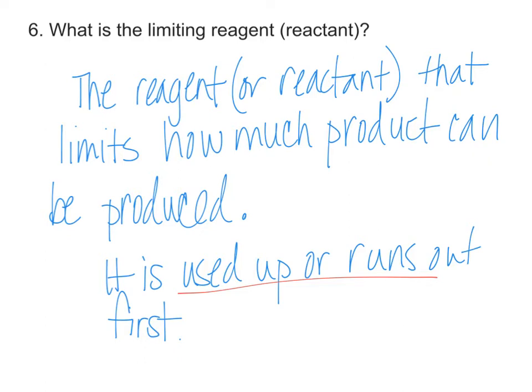Okay, the example we used in class is if I was wanting to make a bunch of cookies and I only had 3 eggs, then I would run out of the eggs first, so I could only make as many cookies as my eggs would allow.